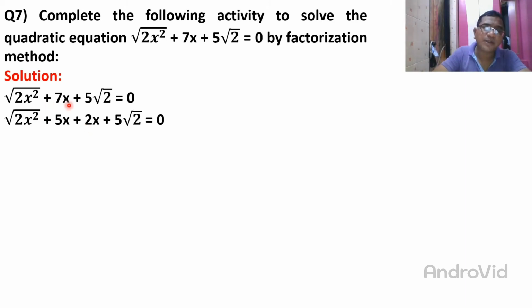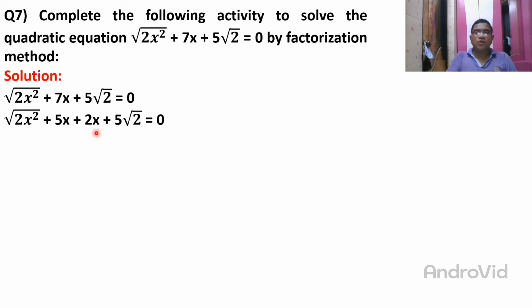So this 7x is factorized. See, this is the 7x, the middle term. So this 7x is factorized as 5x plus 2x. Do you understand why? Because you want the product 10, and 5 twos are 10. And the sum must be 7, so 5x plus 2x gives 7x.